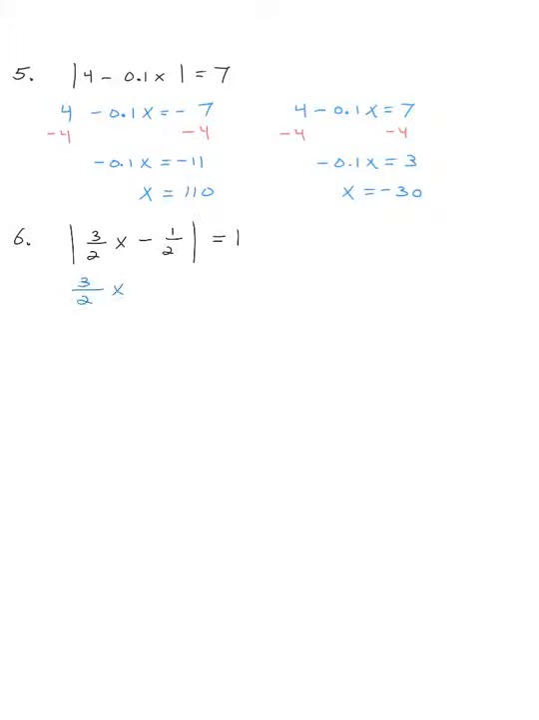Here we have 3/2 x minus 1/2 is equal to both negative 1 and positive 1. So I'm just going to multiply both sides of each equation by 2. This gives me 3x minus 2 is equal to negative 2. Actually, that is a mistake. That should be a 1. And on my other equation, if I multiply both sides by 2, I get 3x minus 1 is equal to positive 2.